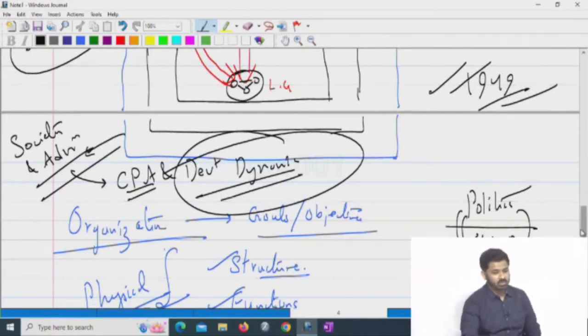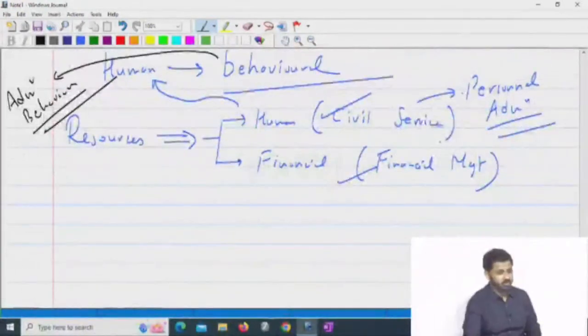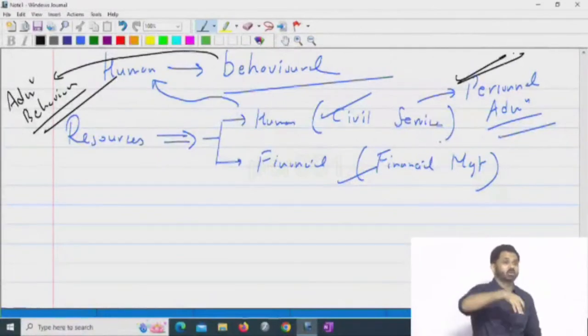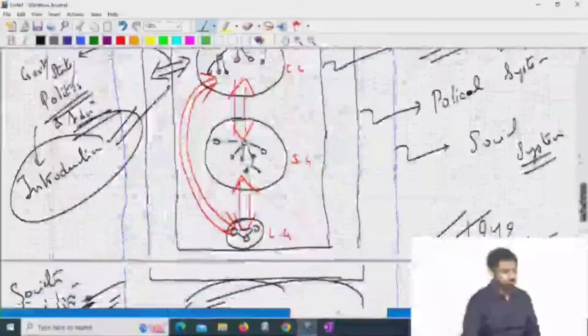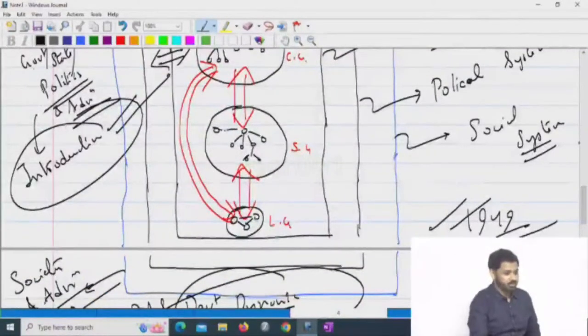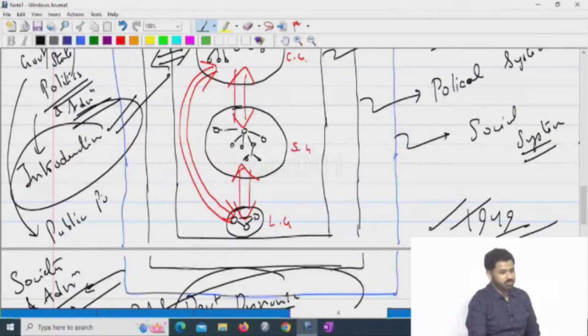And then there are two units, both related to theory, like personal administration. What is the theory behind civil services? What is the theory behind financial management is given in financial administration. Then there is another very important unit. This also I will put along with introduction here. Introduction related to government, politics, administration also is what is public policy.